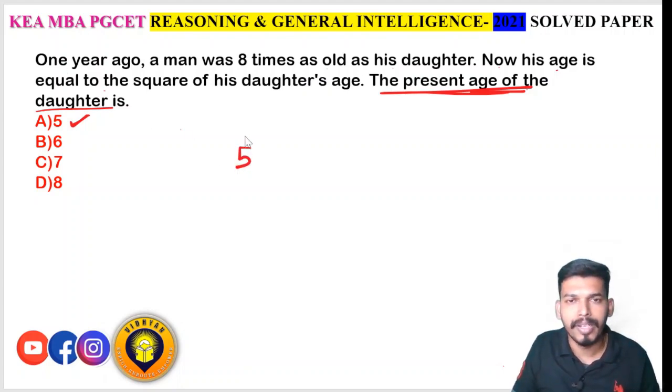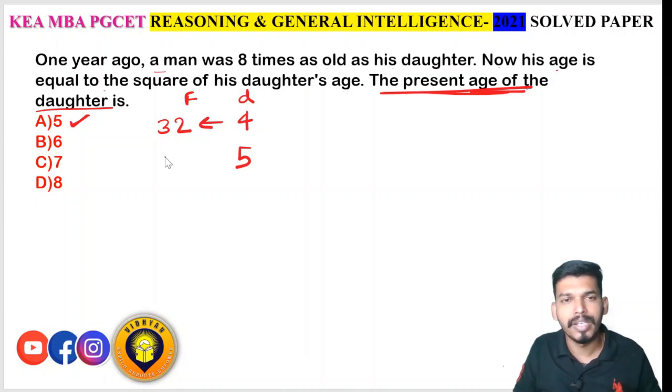One year ago, the daughter's age will be 4 years. Now, 1 year ago a man was 8 times as old as his daughter. That means if the daughter's age was 4 years, the father's age would be 8 times 4, that is 32 years, 1 year ago. Then the present age of the father, after 1 year, becomes 33 years.